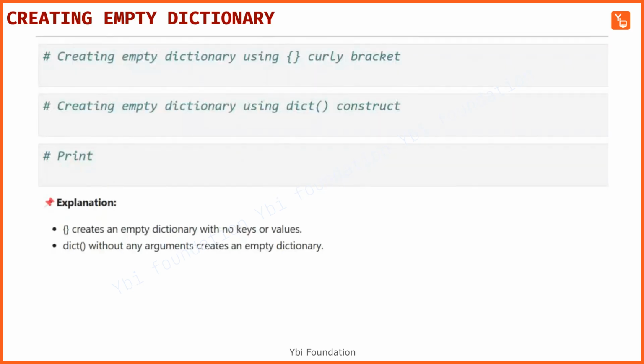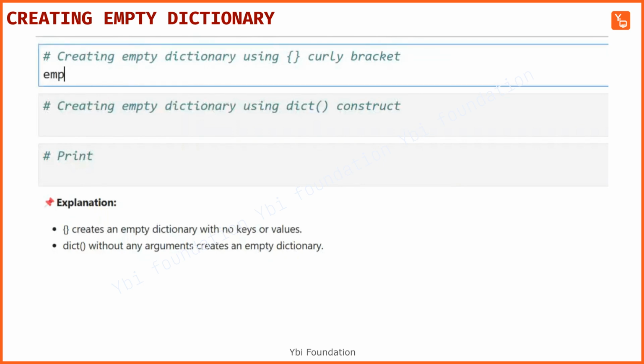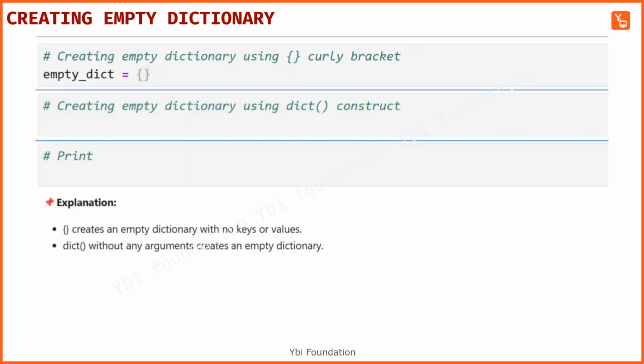Creating an empty dictionary using curly brackets. To create an empty dictionary, just decide the name. So the name of our empty dictionary is empty_dict equal to, and for the curly bracket, we have to use just a pair of curly brackets and run. This will assign no element or no key value pair to our empty dictionary.